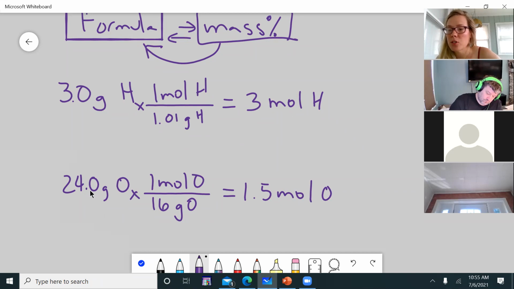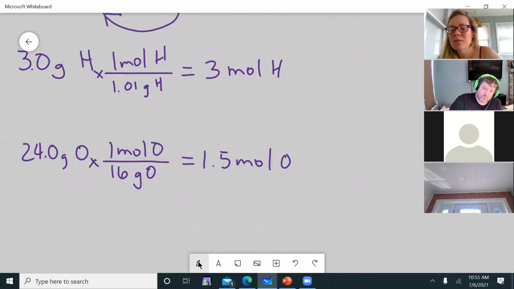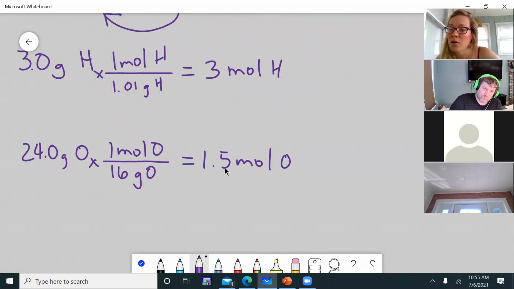So now I have a mole relationship. Right here was a mass relationship. It was 3 grams of hydrogen for every 24 grams of oxygen. Now I have them in moles, 3 moles of hydrogen for every 1.5 moles of oxygen. This is the molar relationship. What's wrong with it? It's not that it's a wrong ratio. It's just, it's not in whole numbers. And we like things to be in whole numbers when we have a chemical formula.